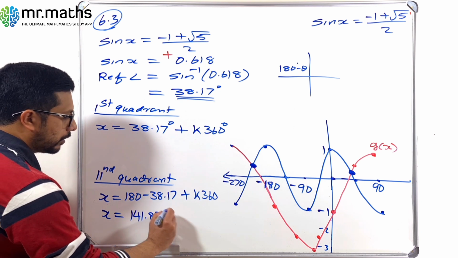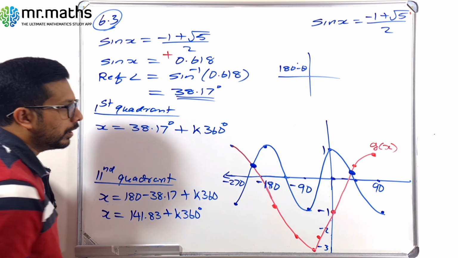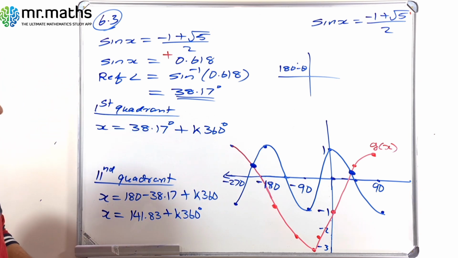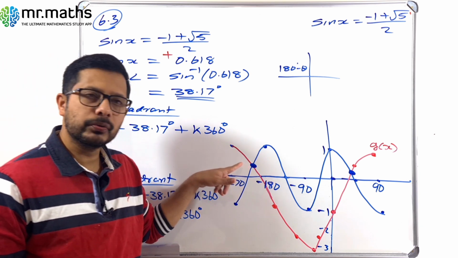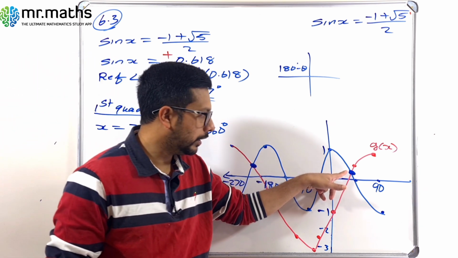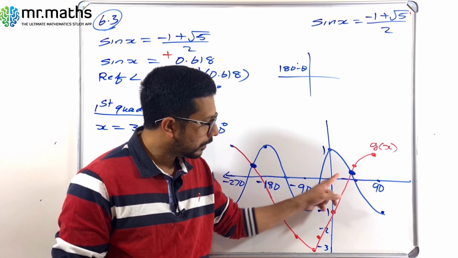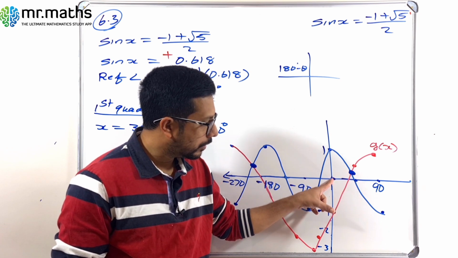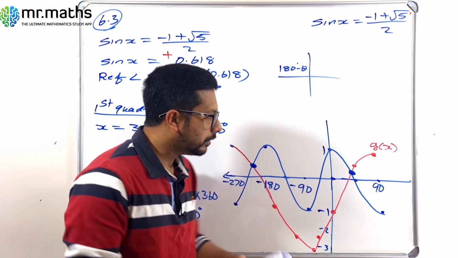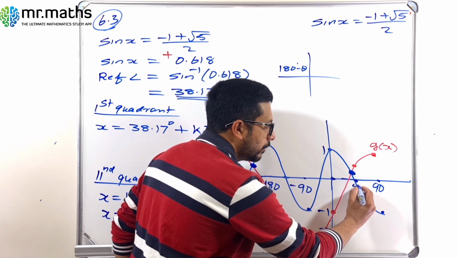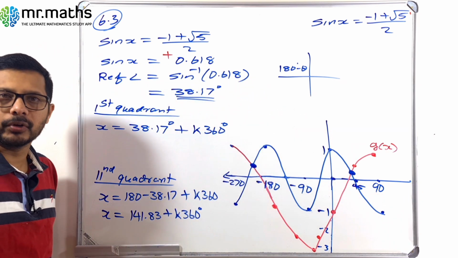141.83 plus k 360 degrees. Now here we have to find the coordinates of the point of intersection. So here you can see that this point of intersection lies between 0 and this middle one, which is 45, am I right? The middle one is 45, so it lies between 0 and 45 positive.